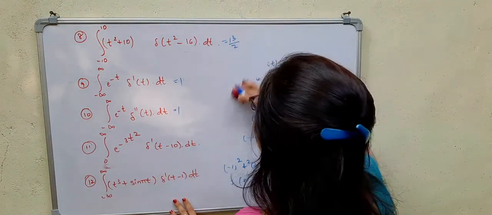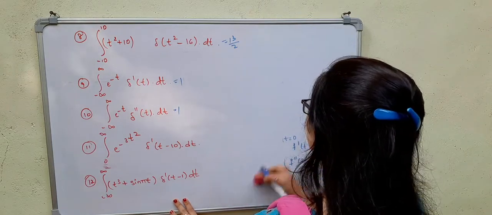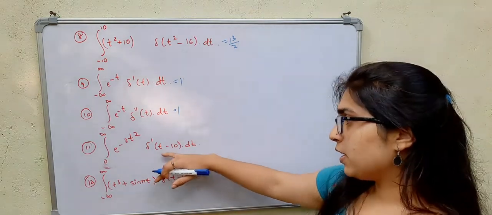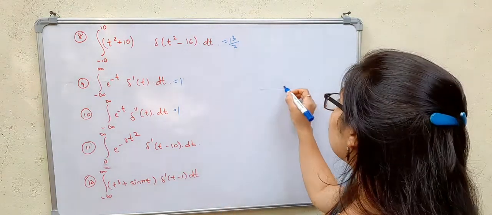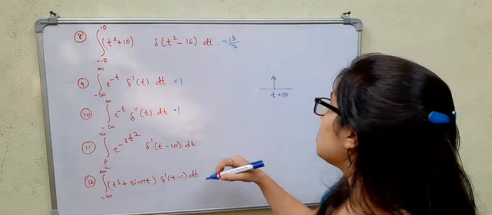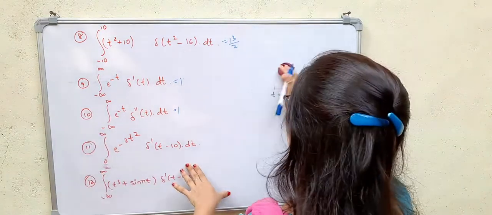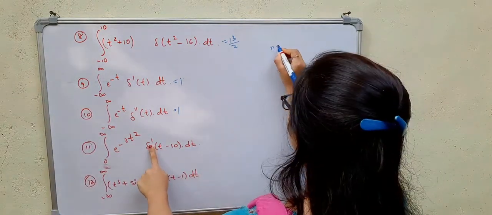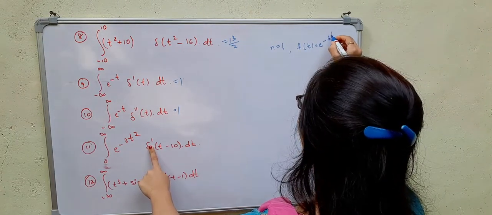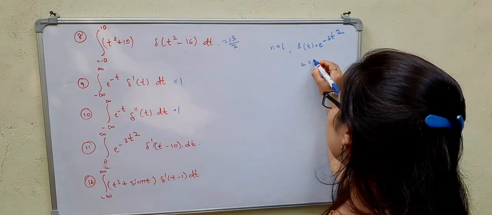So next consider 0 to infinity e to the power minus 3t square delta dash t minus 10 dt. Here the impulse function is shifted. That means you have the value of impulse function at t is equal to 10, right? So 10 is in your limit 0 to infinity, correct? Now n is equal to 1. Your f of t is equal to e to the power minus 3t square. Now a will be equal to 10.